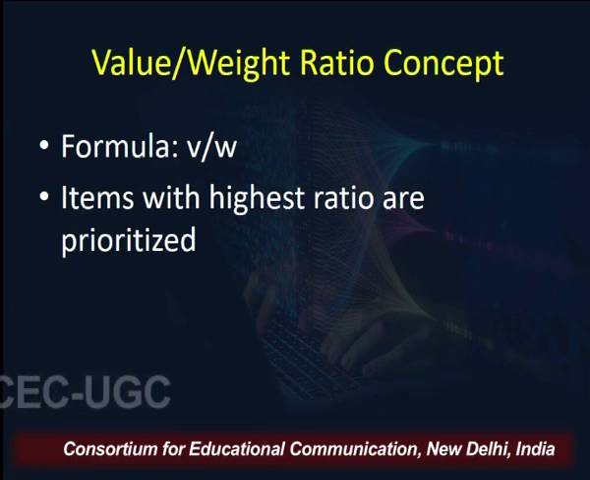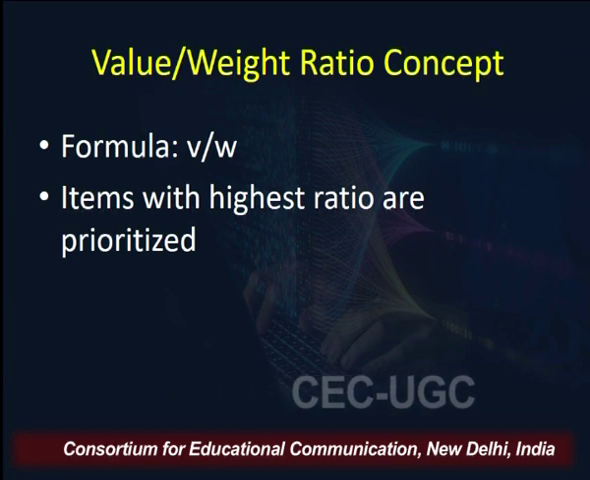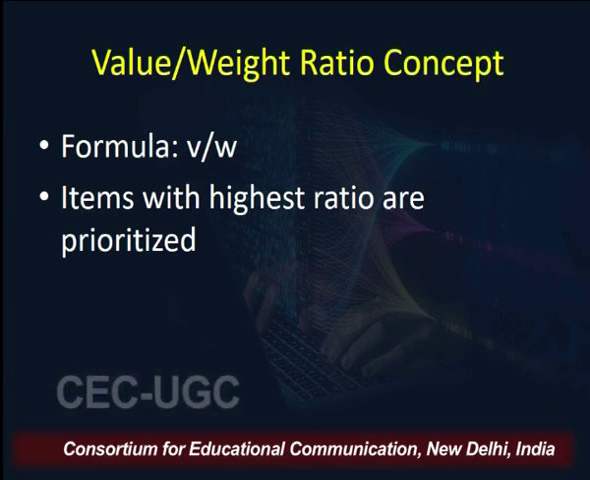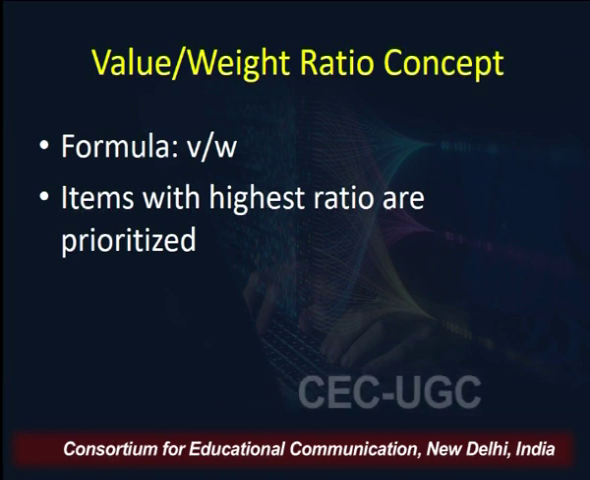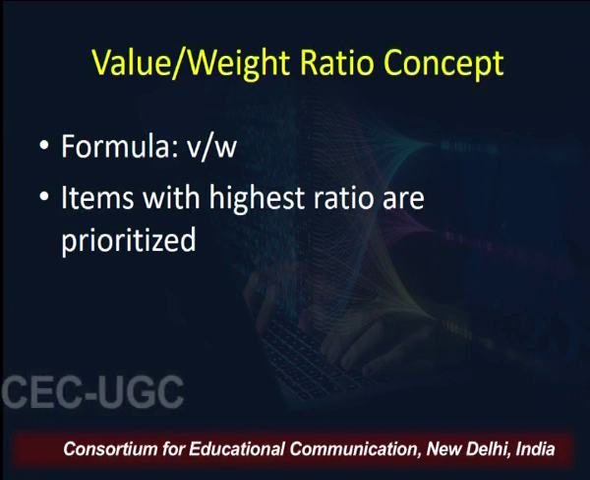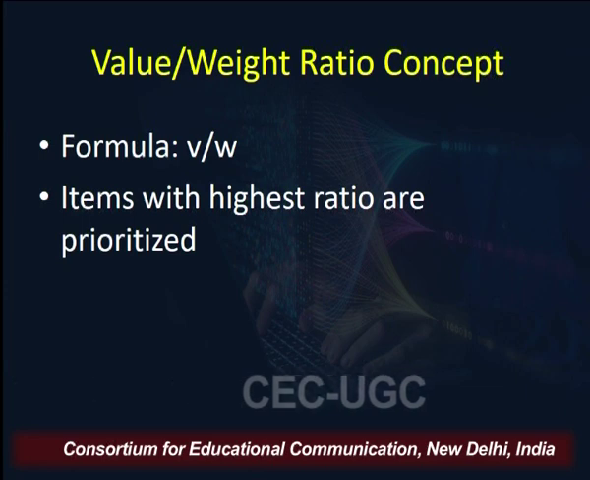So, we have a ratio V by W, which is nothing but value by weight, and the items with the highest ratio are to be prioritized. For example, say we have a capacity W. We are able to pick the first item in full, the second item in full, the third also in full, but the fourth we are not able to take in full, so we will pick some fraction of that particular item.